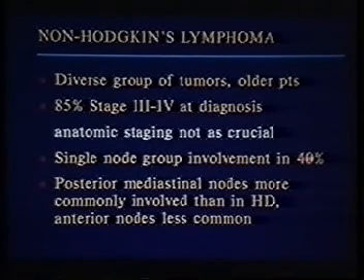A single node group is involved more commonly than in patients with Hodgkin's, and posterior mediastinal nodes are more commonly involved than in Hodgkin's disease. Anterior lymph nodes are less commonly involved. So the distribution of the disease may be a little bit different, but again, this is not always a group that you end up looking at using CT.